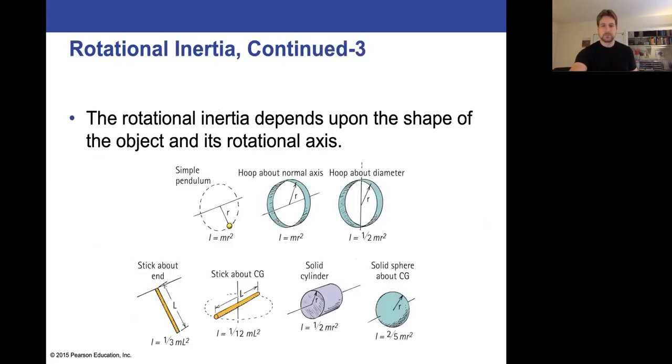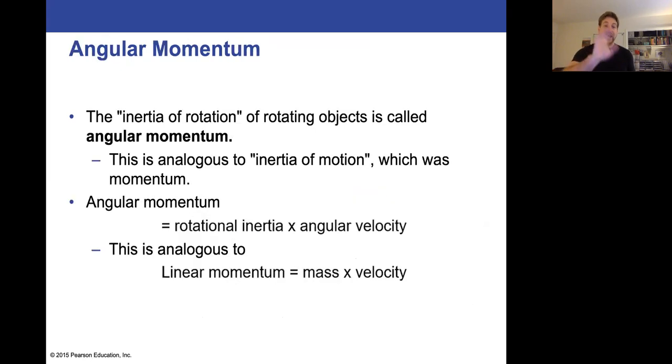Rotational inertia looks like mass. We're talking about like a simple pendulum, just a mass a distance away. The rotational inertia is the mass times the radius squared. Okay, so angular momentum is rotational inertia, mass times radius squared, times angular velocity.